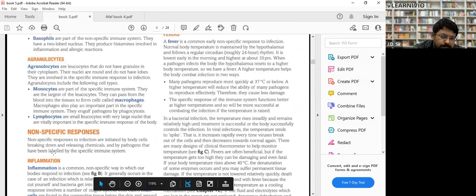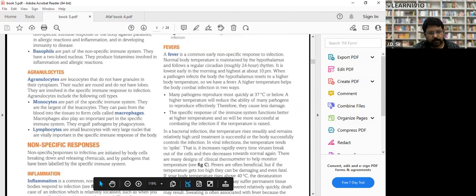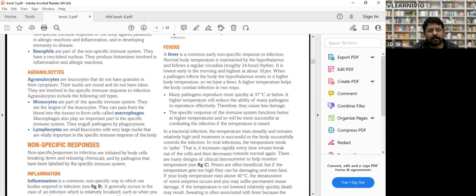What is fever? Fever is also a type of symptom. Fever is a common, early, non-specific response to infection. Normal body temperature is maintained by the hypothalamus. The hypothalamus is found in our brain, and it is called the thermostat of the body. It controls the body temperature and follows a regular circadian rhythm. It is lowest early in the morning and highest at 10 p.m.